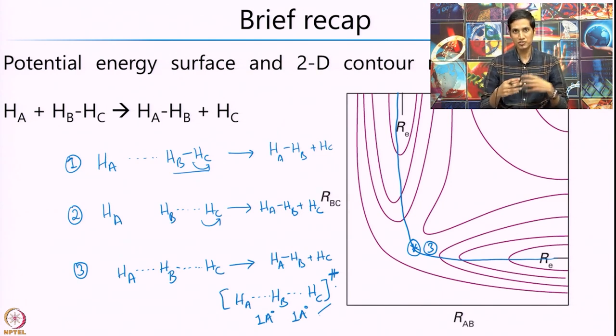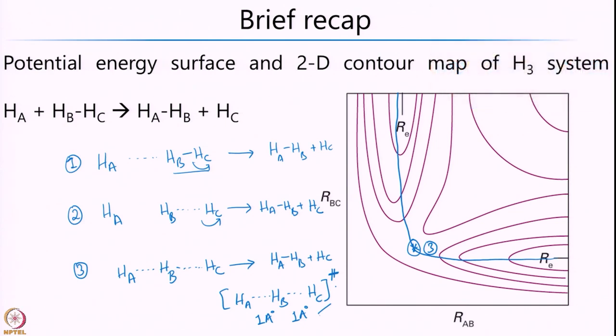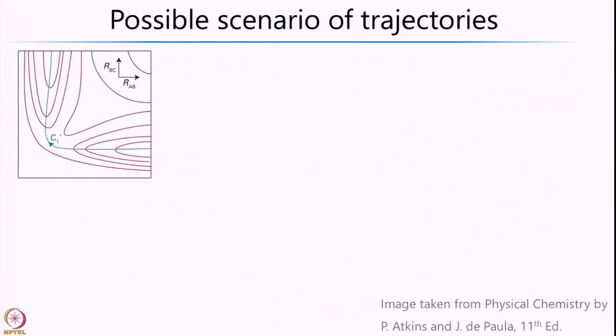So, I hope this refreshes your memory of the potential energy surfaces and of the different pathways or trajectories one can follow on a two-dimensional contour of the H3 system. Having looked at this, we shall now look at a few more salient features of this system. For that, I have drawn again the same trajectory we looked at in the previous slide, where I go from the reactant to the product, that is, AB going to BC, right.